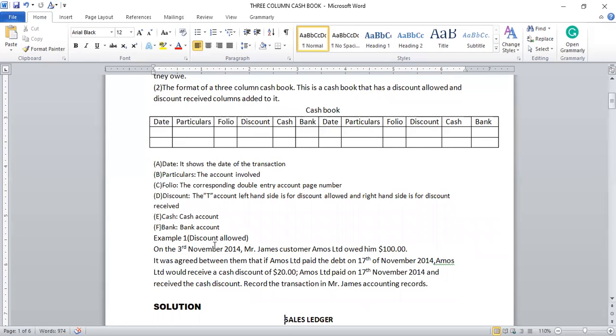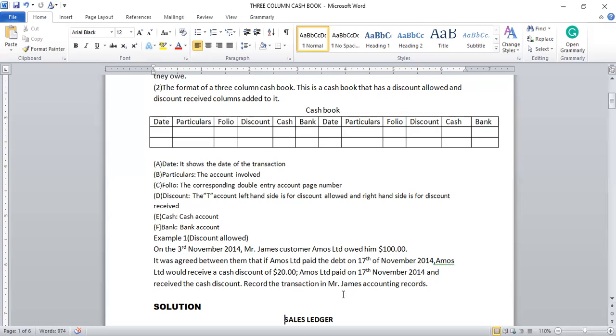Example 1, discount allowed. On the 3rd November 2014, Mr. James' customer Amos Limited owed him $100. It was agreed between them that if Amos Limited paid the debt on 17th November 2014, Amos Limited will receive a cash discount of $20. Amos Limited paid on the 17th November 2014 and received the cash discount.